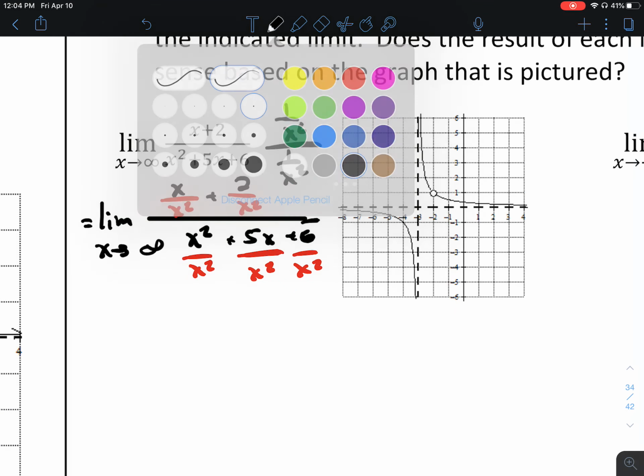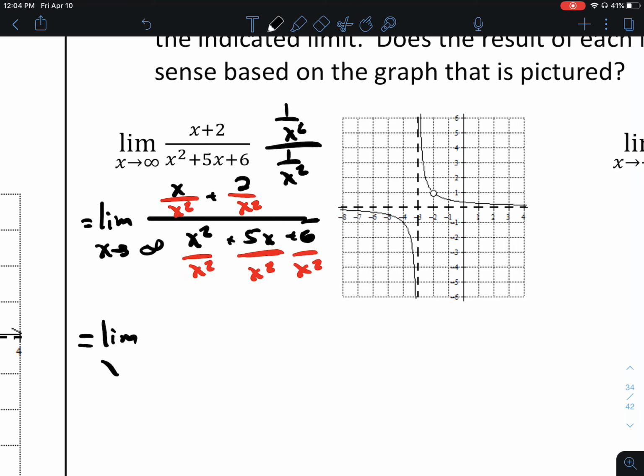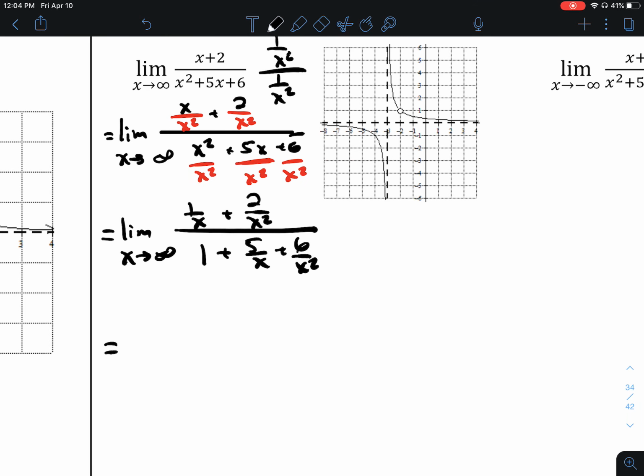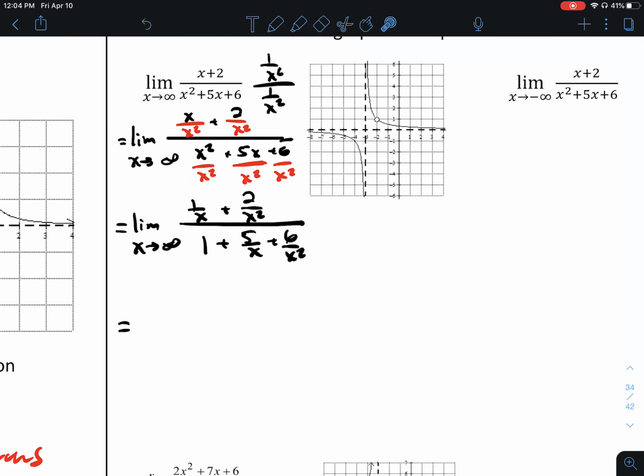Then we simplify this. x divided by x squared is going to be 1 over x. 2 over x squared doesn't simplify. In our denominator, we're going to have 1 plus 5 over x plus 6 over x squared. They may not realize it yet, but that just makes this problem super easy.